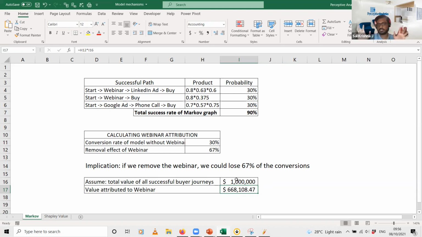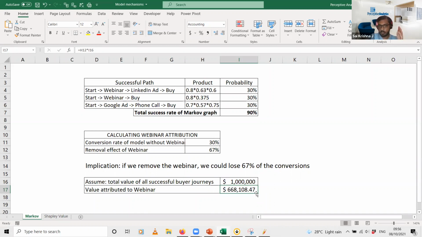So now you do this exercise. What comes out at the end of it, you will basically know which ad channels are the most effective, which ad channels work best for you. So you are saying $668,000 has been attributed to the webinar, right? And let's say the Google ad attribution is coming to $10,000. So one way to look at it is, okay, the majority of my revenue is coming only from the webinar. So do we even need to invest in that Google ad? No need, because that doesn't seem to bring in much revenue. So that is one way of looking at it.